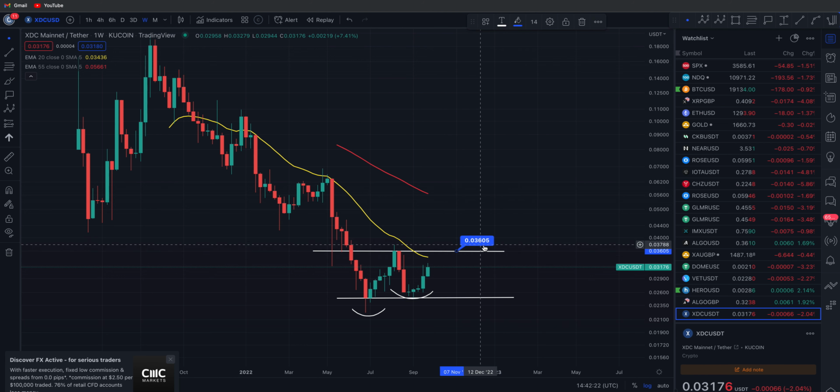If you start closing above 0.036, it's bullish. If you come down and close below 0.02486, it's bearish, and you're looking to retest the lows you put back in June. It's as simple as, it's a game of support and resistance.